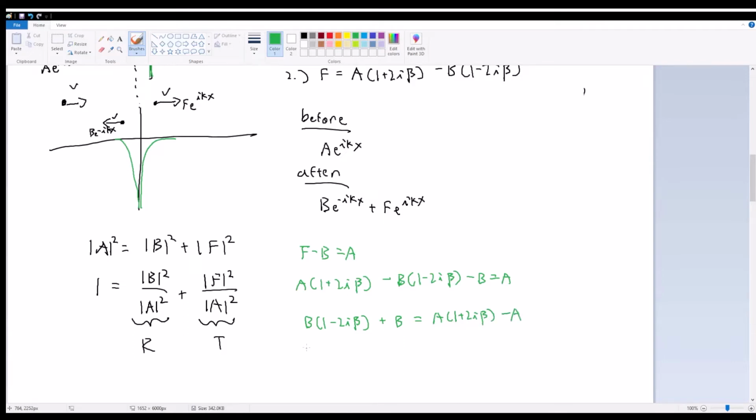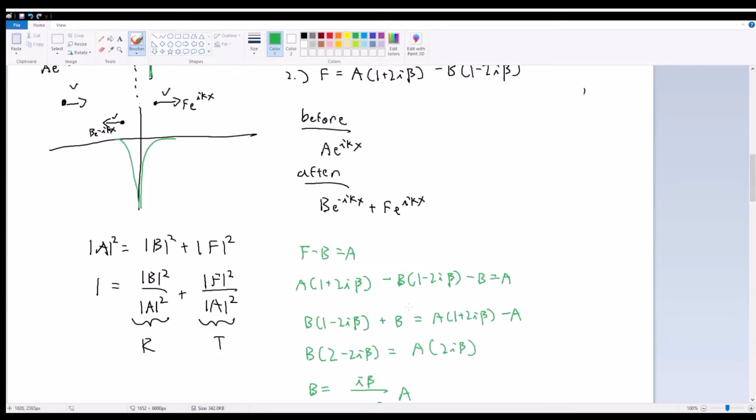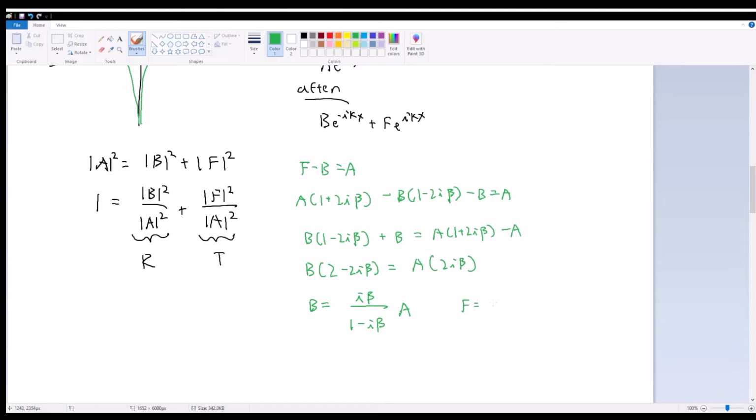So what we have then is B times (2 minus 2iβ) is equal to A times 2iβ. So B is going to equal iβ over (1 minus iβ) multiplied by A. Then if we plug this back into F, F is equal to A plus B, which is A plus iβ over (1 minus iβ) times A. So A minus iAβ plus iAβ over (1 minus iβ) gives F equal to 1 over (1 minus iβ) times A.